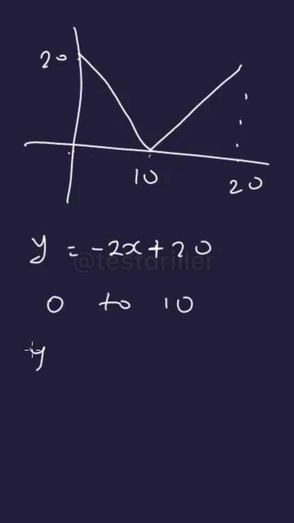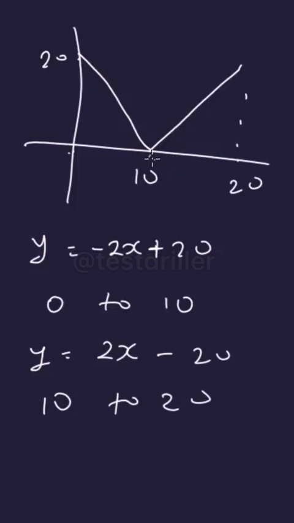For the second line, the equation is 2x, the gradient is positive, then minus 20. If you stretch it to the back, the y-intercept is minus 20. So now, what's the range of the second line? The range is from 10 to 20. So that's where this line ranged from. It started from here and it ended here, right? So now you've gotten what you need to plot.